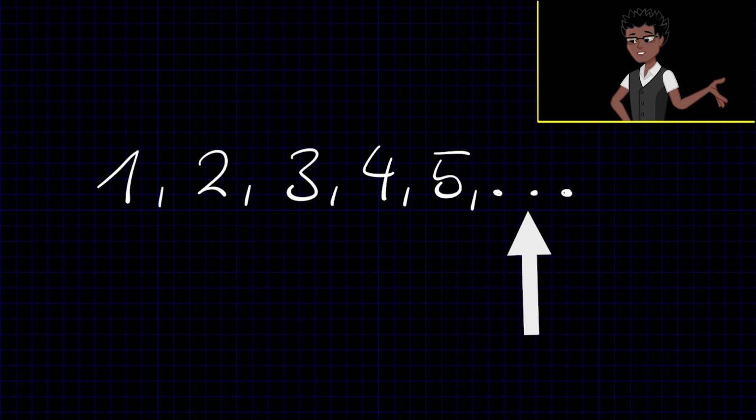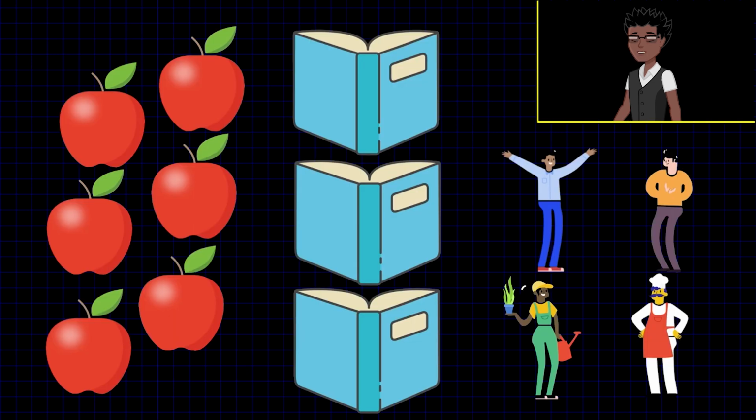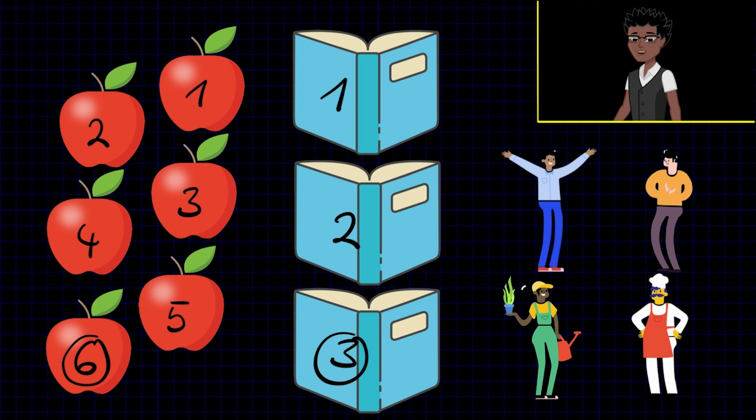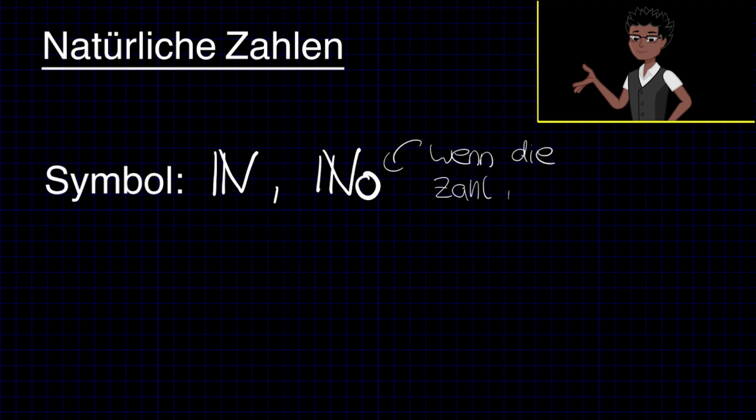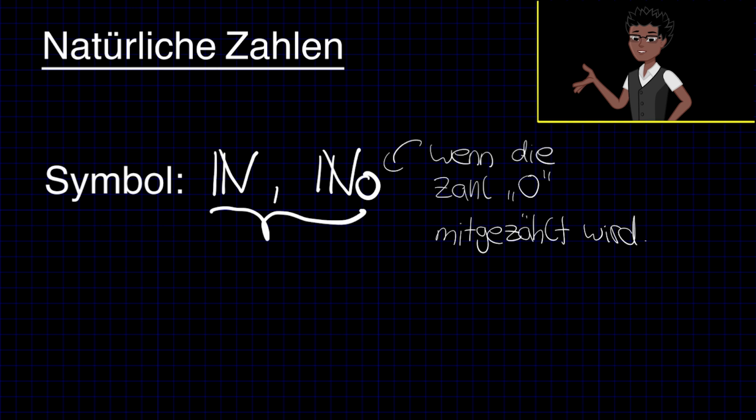With the 3 dots, we make it clear that we do not stop counting and that the sequence of numbers continues indefinitely. What exactly are natural numbers? To repeat again, when you can count something, like apples, books, or even people, you use natural numbers. The symbol for the natural numbers is represented by a capital N and a vertical line to the left of it. If the number 0 is also included, it is often written with a capital N with a vertical bar and a small 0 as an index.